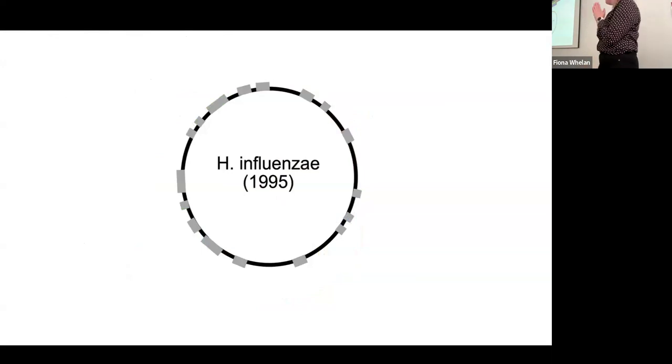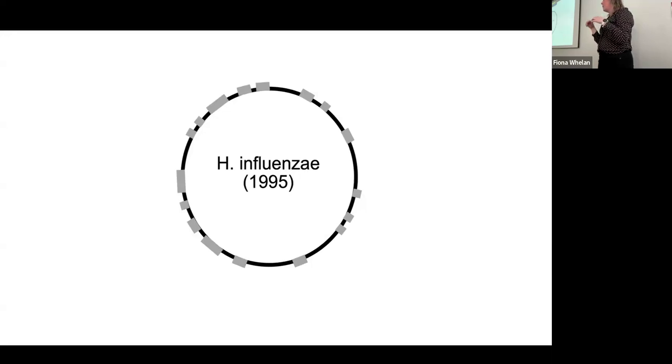So I'd like to go back to the very beginning, or what I think, as a microbial bioinformatician, was the very beginning, which was sequencing the first bacterial genome in 1995. This is my very crude cartoon of a genome that I'm going to use throughout. I'm using this circle to represent H. influenzae, the first bacteria that was sequenced, and these little rectangles to represent open reading frames.